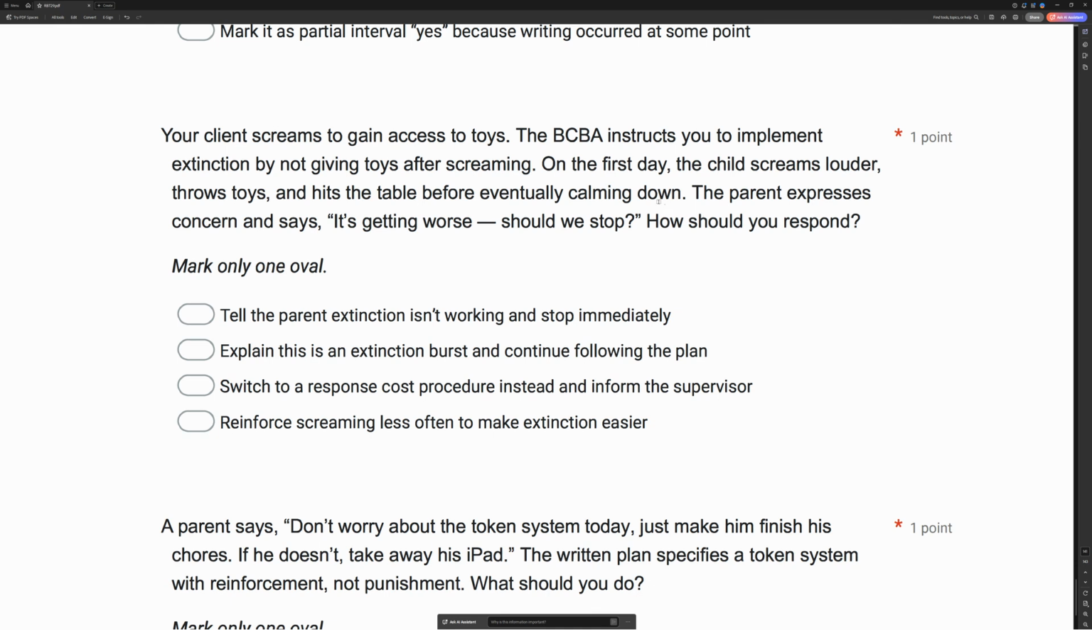Put yourself in the shoes of the BCBA here, right? And you are in the field. Your client is screaming to get access to toys. You are putting that behavior on extinction by not giving toys. So what can we expect when we put a behavior on extinction if extinction is effective? We can expect an extinction burst, a gradual increase in the behavior before it gets better.